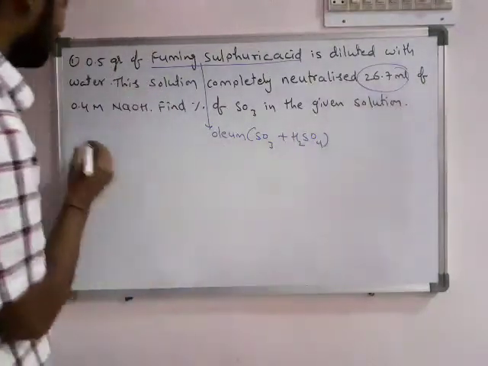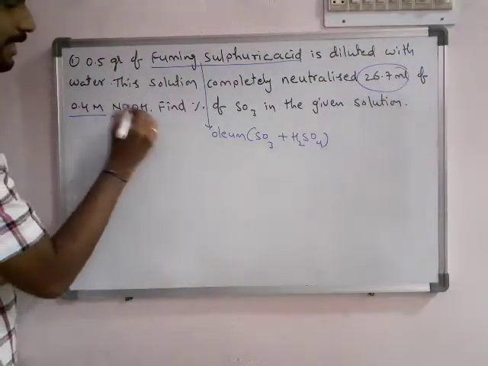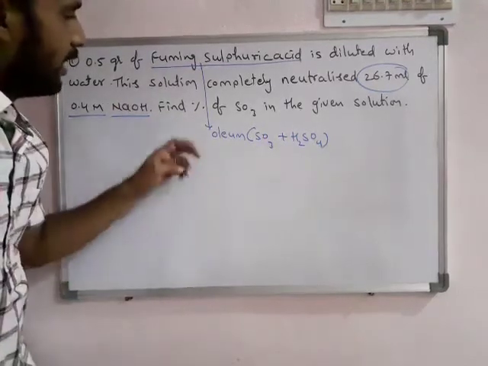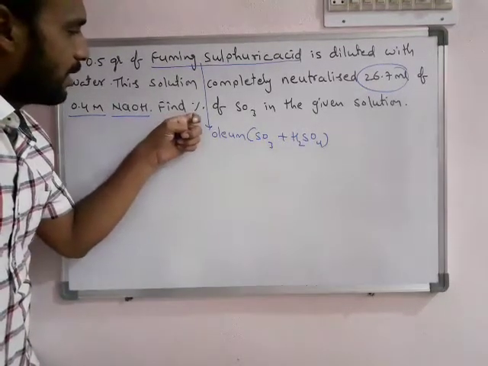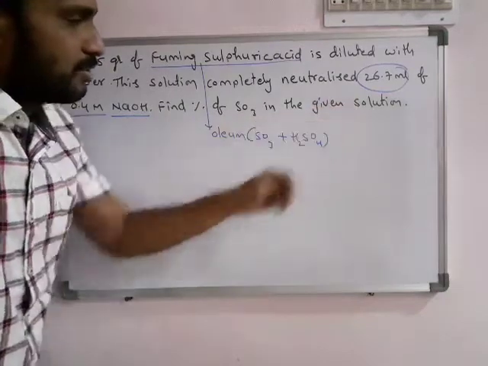26.7 milliliter of 0.4 M NaOH. Here the question is we need to find the percentage of SO3 in the given solution.